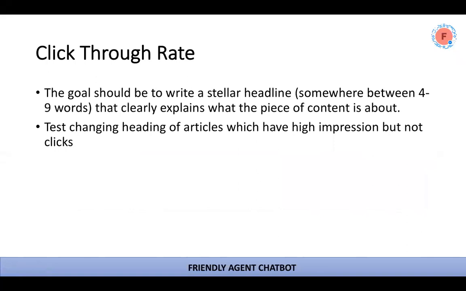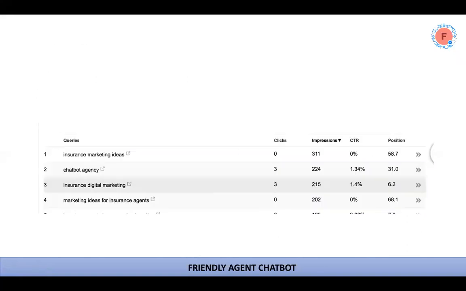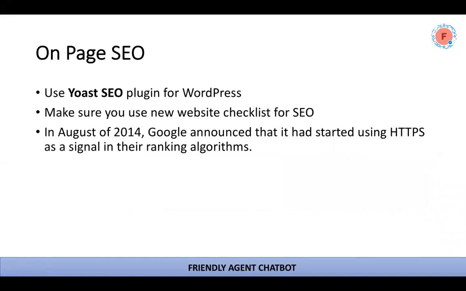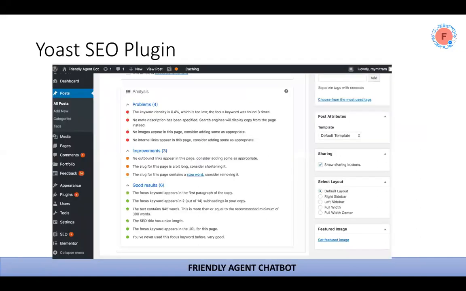So click-through rate is pretty important. Now, on-page SEO. Again, we can cover on-page SEO in detail in the next session. But one thing you can do, if you have a WordPress website, is add the Yoast SEO plugin. When you write an article, it will automatically tell you the different problems and the things you should improve upon.